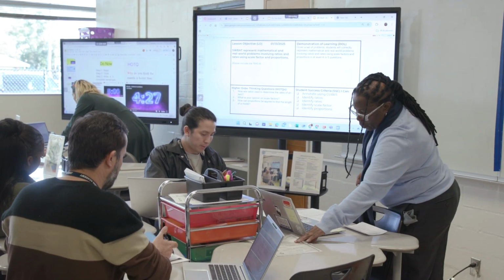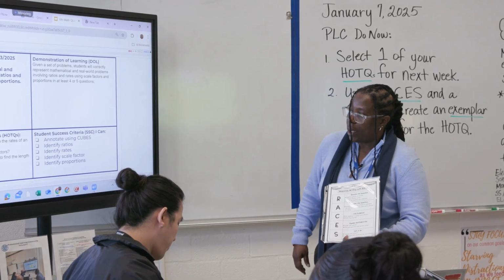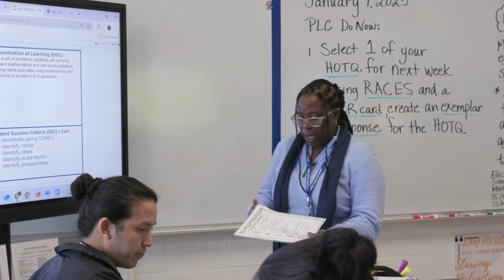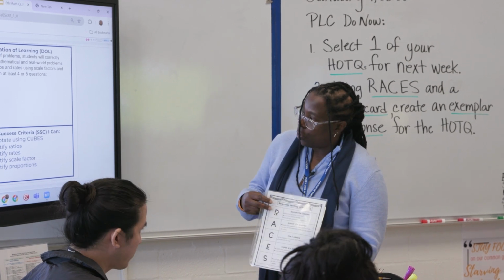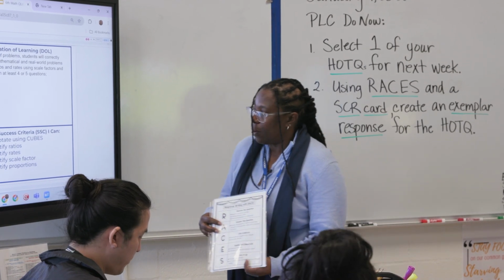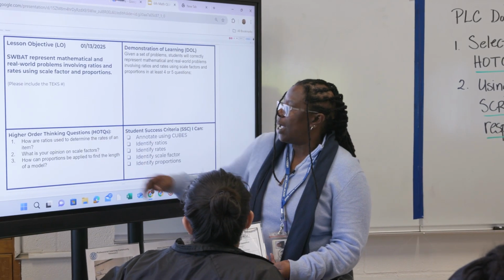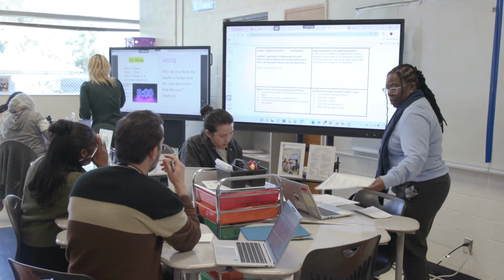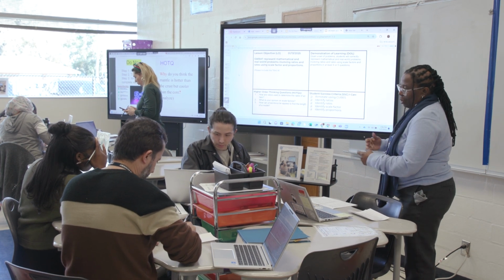Always remember with RACE, the first thing you have to do is rewrite or restate the question. Then after you restate the question, you answer the question. Then after you answer the question, you cite where you got that evidence from. I know we might not know the cite right off, but we can go by it. For math, it's hard to cite it, no? Yeah.